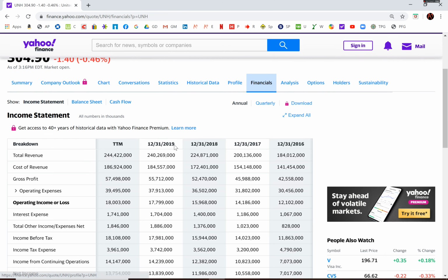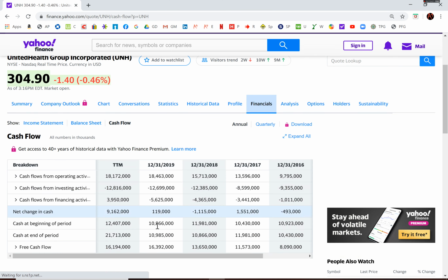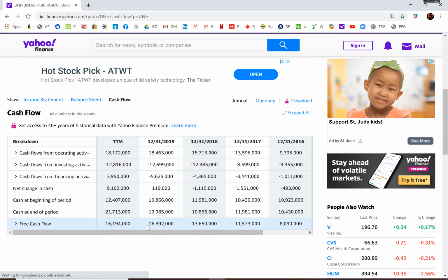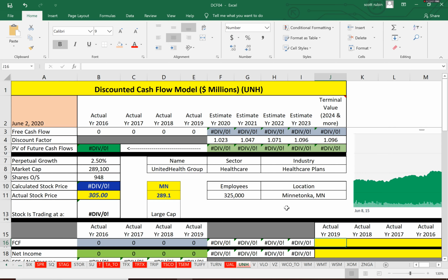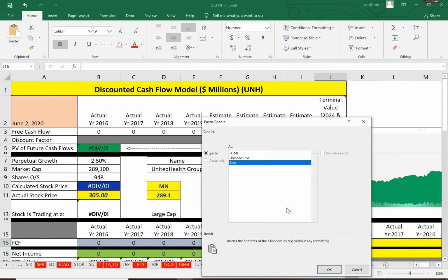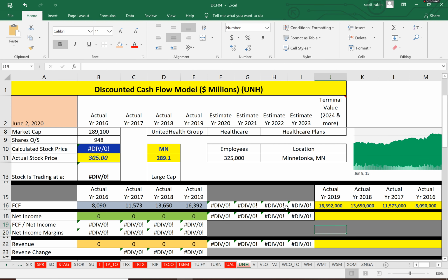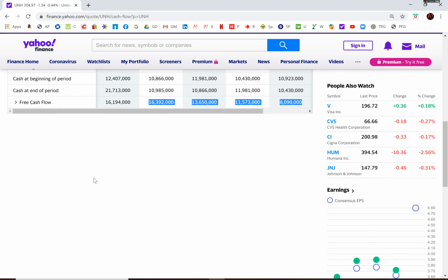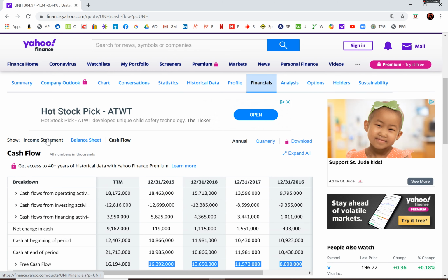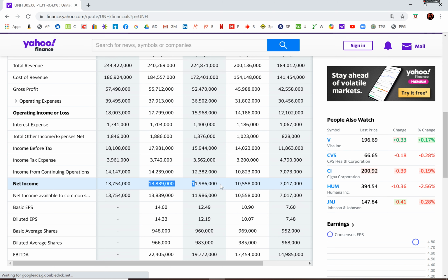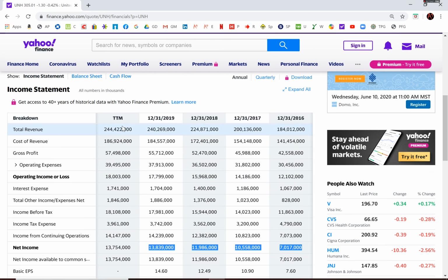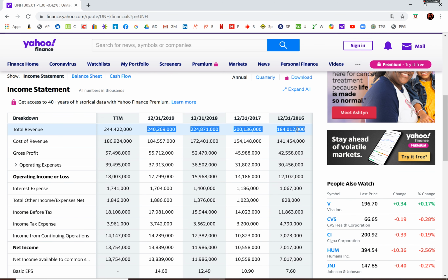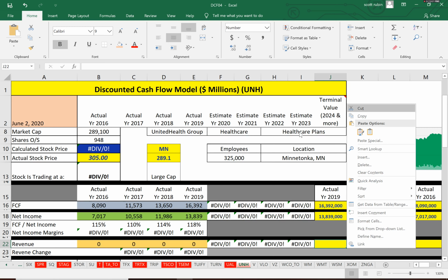So we need the free cash flows for the past 4 years. So we'll go back to Yahoo cash flow section. On the bottom it has free cash flow. And this is the cash remaining after operating the business. We'll put it into our model, and all the calculations are getting done as we enter that number. Next, we need the net income, which is the profit or loss for a given time period. And then last is revenue, which is sales, just total sales for a given time period.